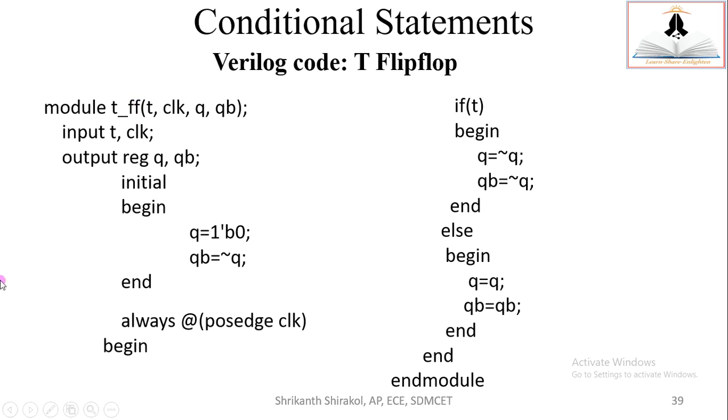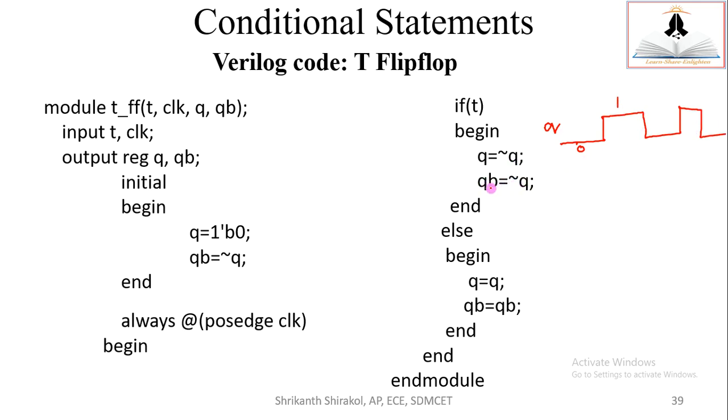So the T flip flop goes like this. You have inputs T, clock, outputs Q, QB, declared as reg Q, QB, with initial values. Always at the positive edge of clock begin. If T is equal to 1, toggling should happen. How to represent toggling? Q is equal to not of Q. Now Q is 0, so after some time when you encounter this statement again, it will go to 1. So this will toggle.